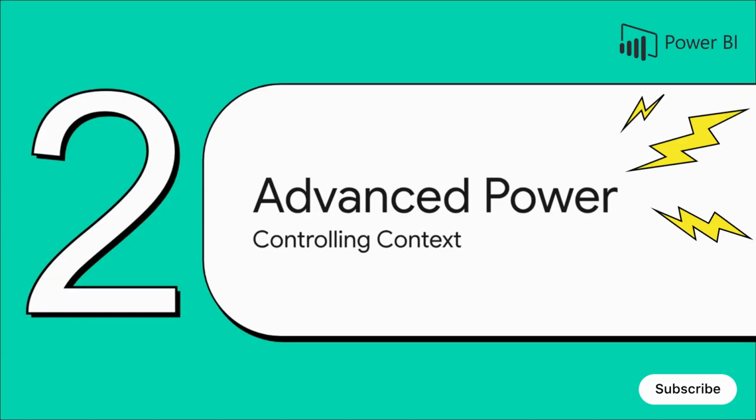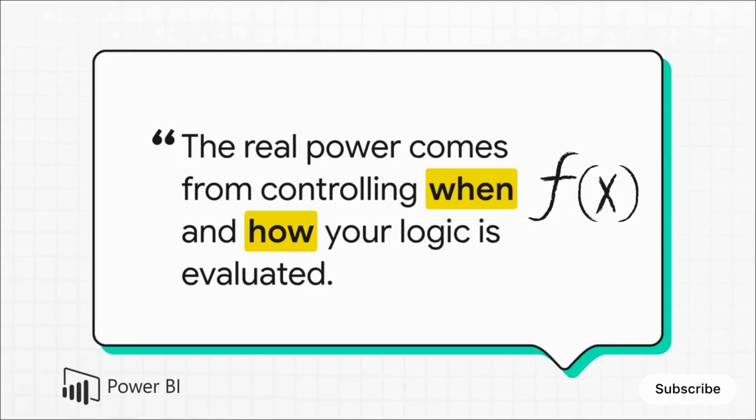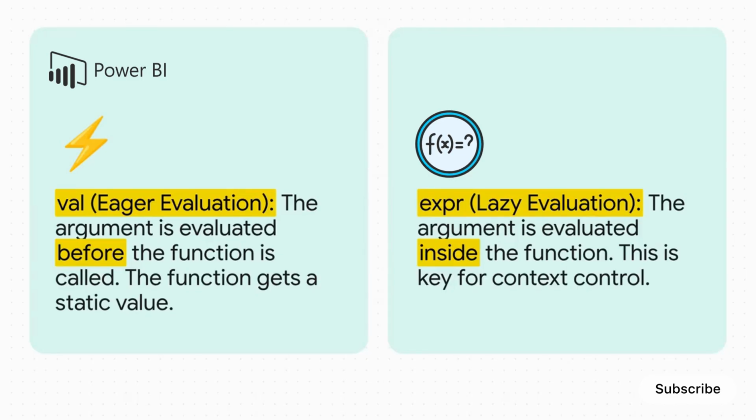But this is where things get really interesting. The real power, the wow moment with UDFs, comes from how they let you control the very soul of DAX, the evaluation context. And this is the thing you really need to grasp. It's not just about saving some typing. It's about being able to dictate when and how your code actually runs. And the way we do that is with something called parameter modes. So you've got two choices for your parameters, val or express. Think of val as eager.